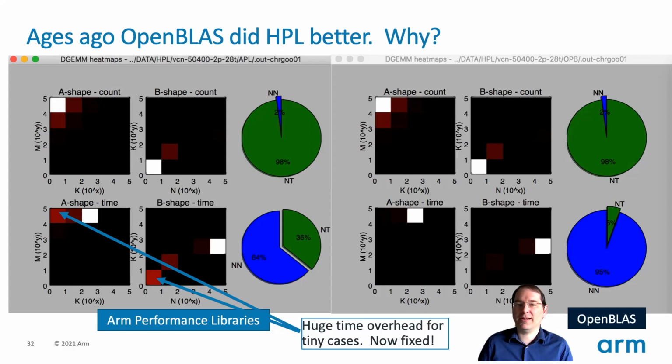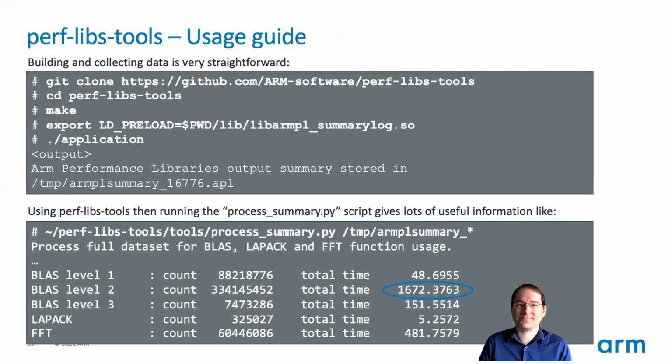We then looked at the pictures on the left, these heat maps, and we were able to see some red squares in the ARM Performance Libraries plots where we weren't getting them in the OpenBLAS ones. And this was able to point out some very large overheads in there for very small cases. By fixing those, we were able to fix the HPL performance to at least achieve as good a performance as OpenBLAS, if not better.